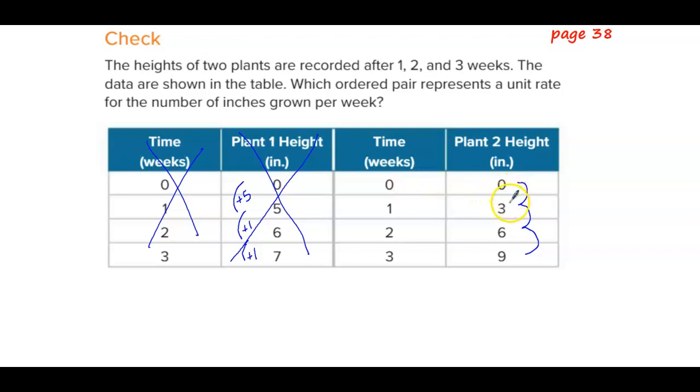But which of these points would represent a unit rate? Which one, when I put in the y over x format, would give me a 1 here? Where is x equals 1? Right here. So again, this is the exact same answer as the last problem. You would answer it the exact same way. 1 here, 3 here.